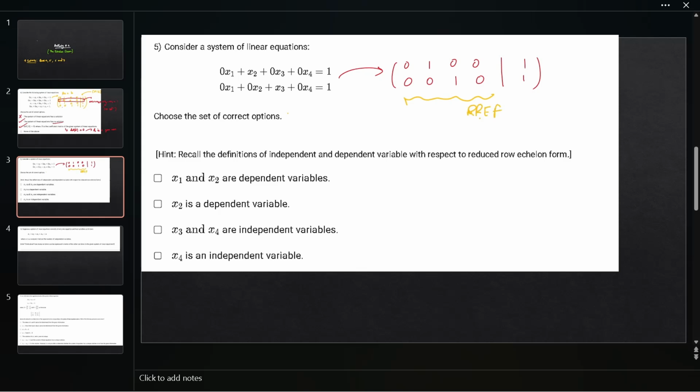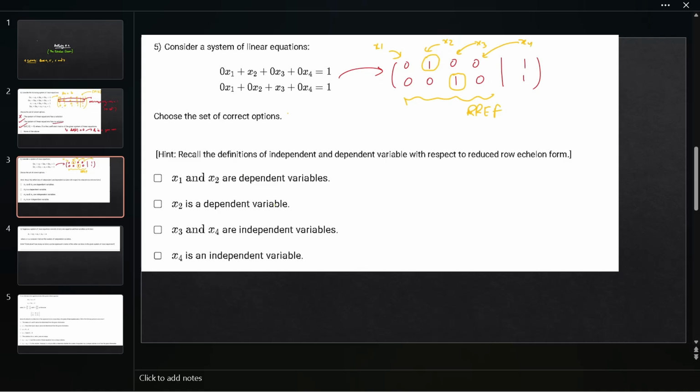Once we have the matrix in the RREF form, we identify the pivot columns. What are the pivot columns? We mark the pivots, that is the leading entries, and then the columns corresponding to those pivots are your pivot columns. So column 2 is your pivot column and column 3 is your pivot column. Now the variables corresponding to these columns are your dependent variables. So x1 corresponds to column 1, x2 corresponds to column 2, x3 corresponds to column 3 and x4 corresponds to column 4.